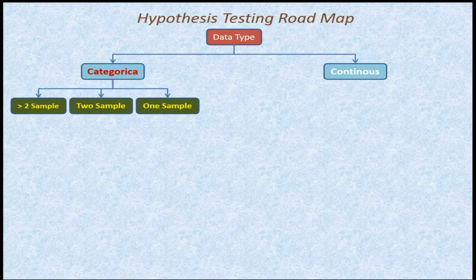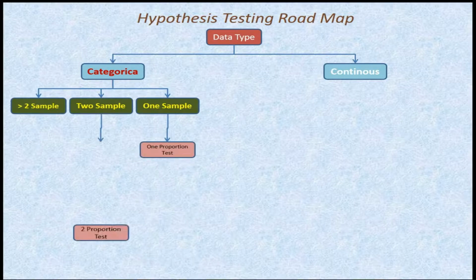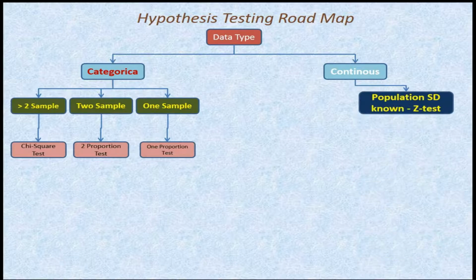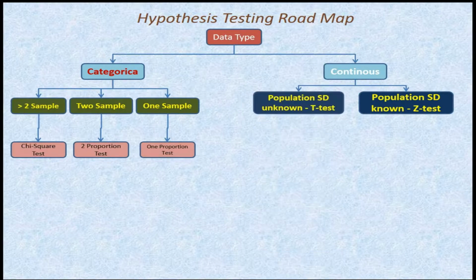If we have categorical data, for one sample we have the one proportion test, for two samples we have the two proportion test, and if we have greater than two samples, we will use the chi-square test. And as we go to continuous, if we know the population standard deviation, we'll use the z test, and if we don't know the population standard deviation, we will use the t test.